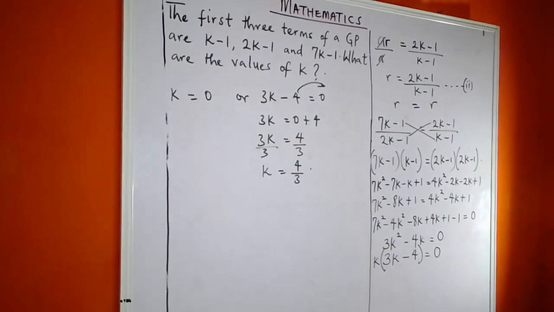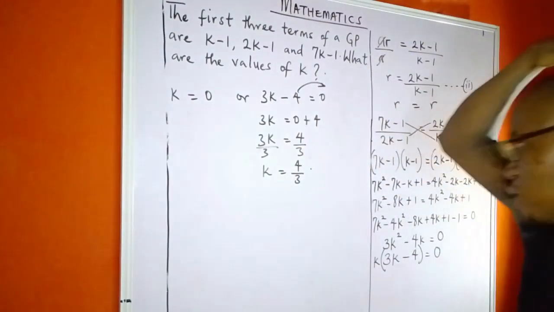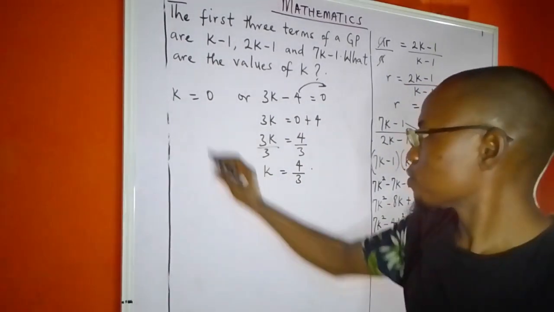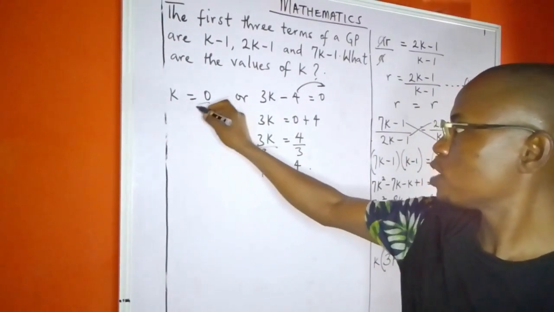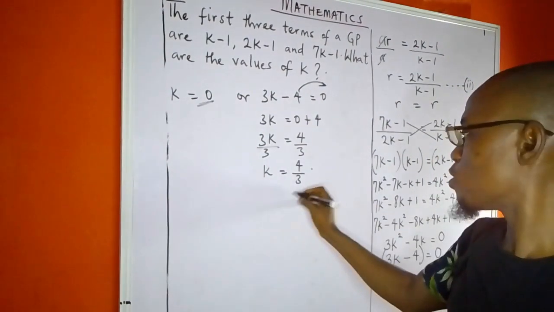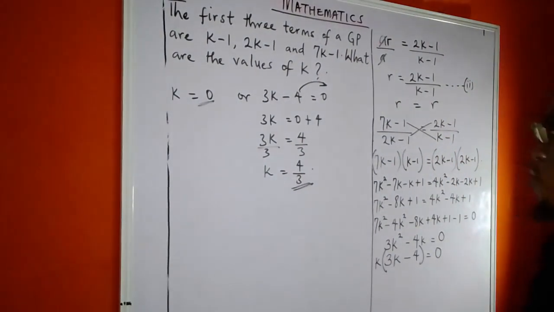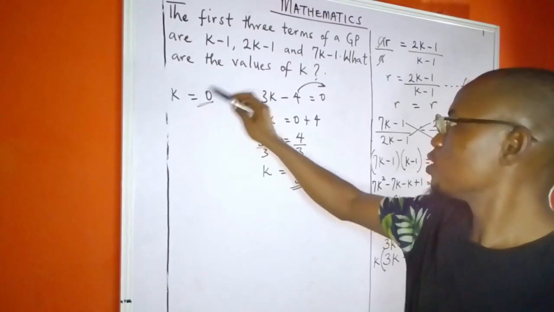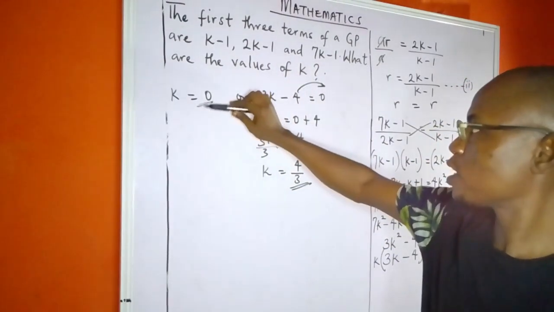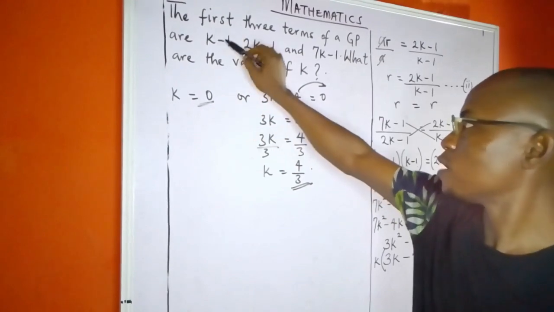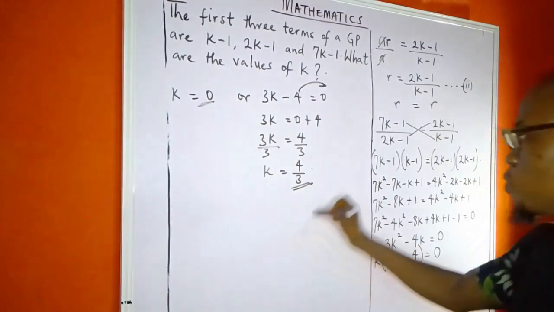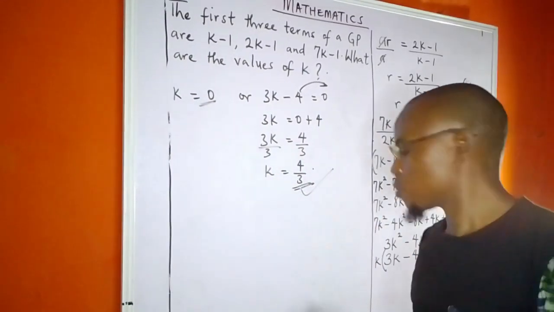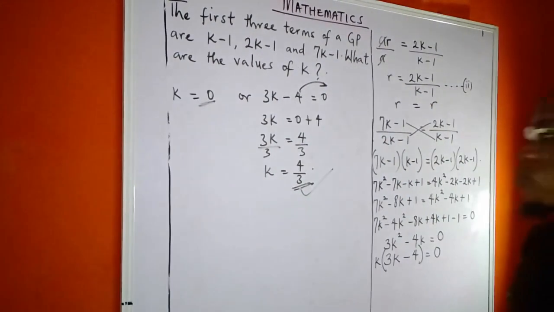Okay, so what does this mean? The values for k, we said we should look for the values of k. Looking at what we have here, the first one is k equals 0, and the other one is 4 over 3. But in geometry, looking at what we have here, k cannot be 0, so we might not make use of this k, but we will make use of this k. So this will be our final answer as the value of k.